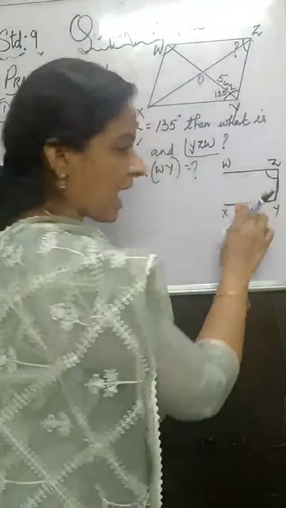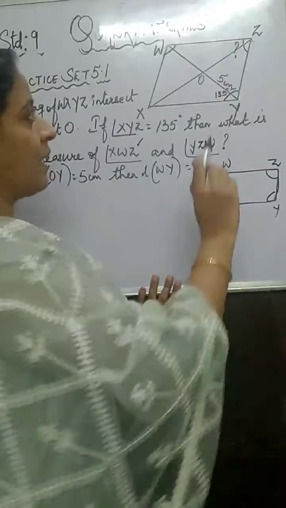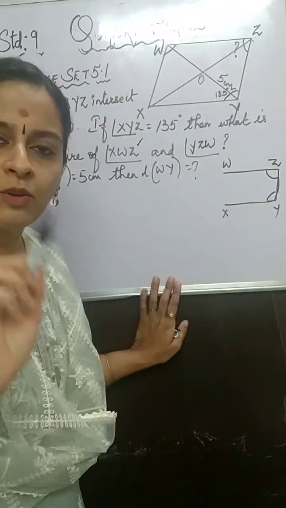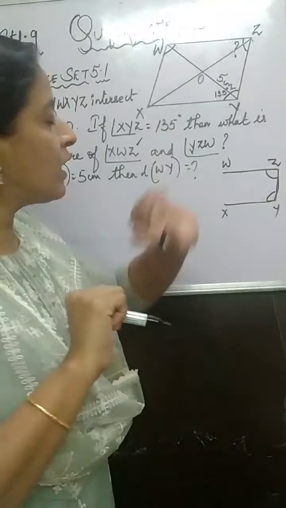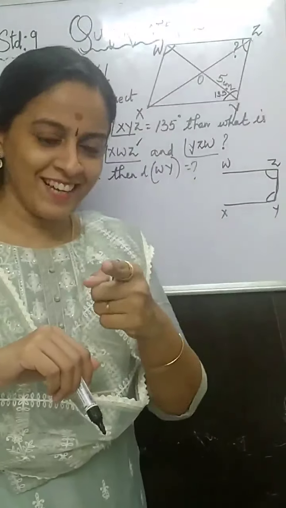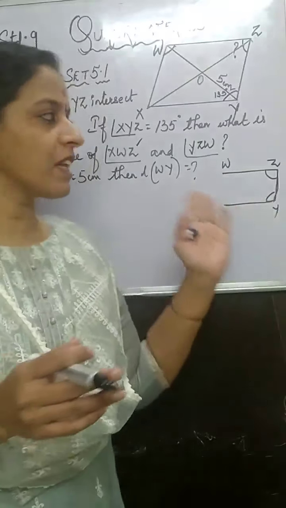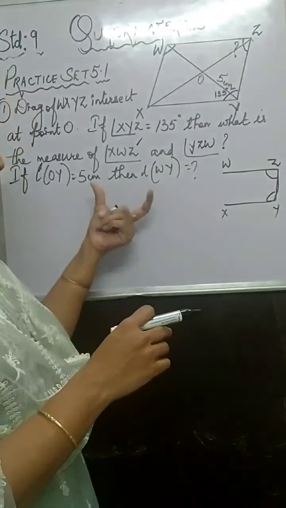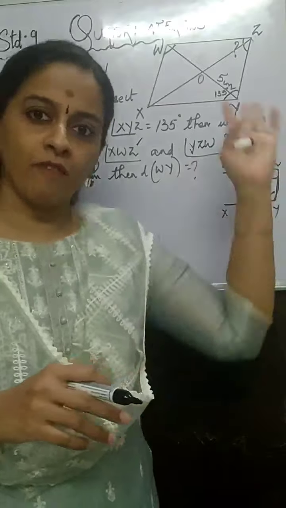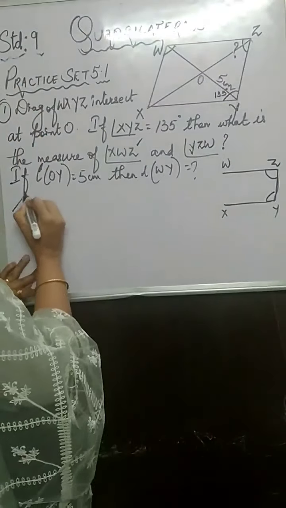If the lines are parallel, then the interior angles are supplementary. That means this angle Z and this angle Y, if you add, you will get 180. One angle you know is 135. What will be the next angle? Yes, I heard, 180 minus 135. So using these steps, we will get both the answers. And one more question is there that we will do after we get these two answers. Okay, now start. Write down the first thing.